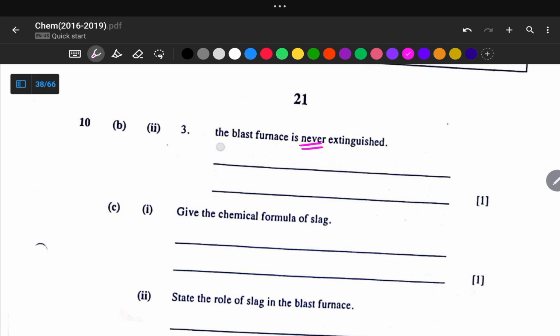And then we go on to the next part, which is: the blast furnace is never extinguished. This is done so because in the blast furnace we are having high temperatures of about 1500 degrees Celsius. So if we are to extinguish it, the process of restarting it is going to be expensive, right? So we want to avoid the cost of restarting it. And also we are having molten iron and slag, so this can solidify if you are to extinguish it, and to remove it is going to be difficult for us, right?